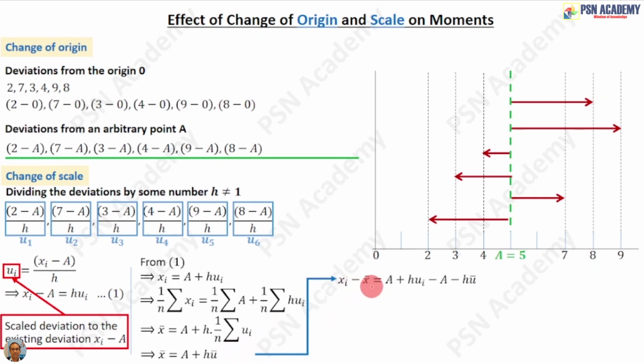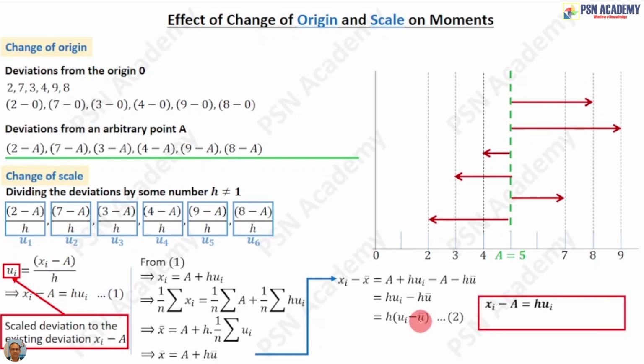Now, xi minus x bar. Xi is a plus h ui. So you have written a plus h ui minus x bar. X bar is a plus h u bar, so minus a minus h u bar, right? From this, you will get h ui minus h u bar. Next, h times (ui minus u bar). And this is our equation 2. So you see that if you have a deviation from the mean, then it will give you h times (ui minus u bar). That is the scaled deviation minus the mean of the scaled deviations, right?